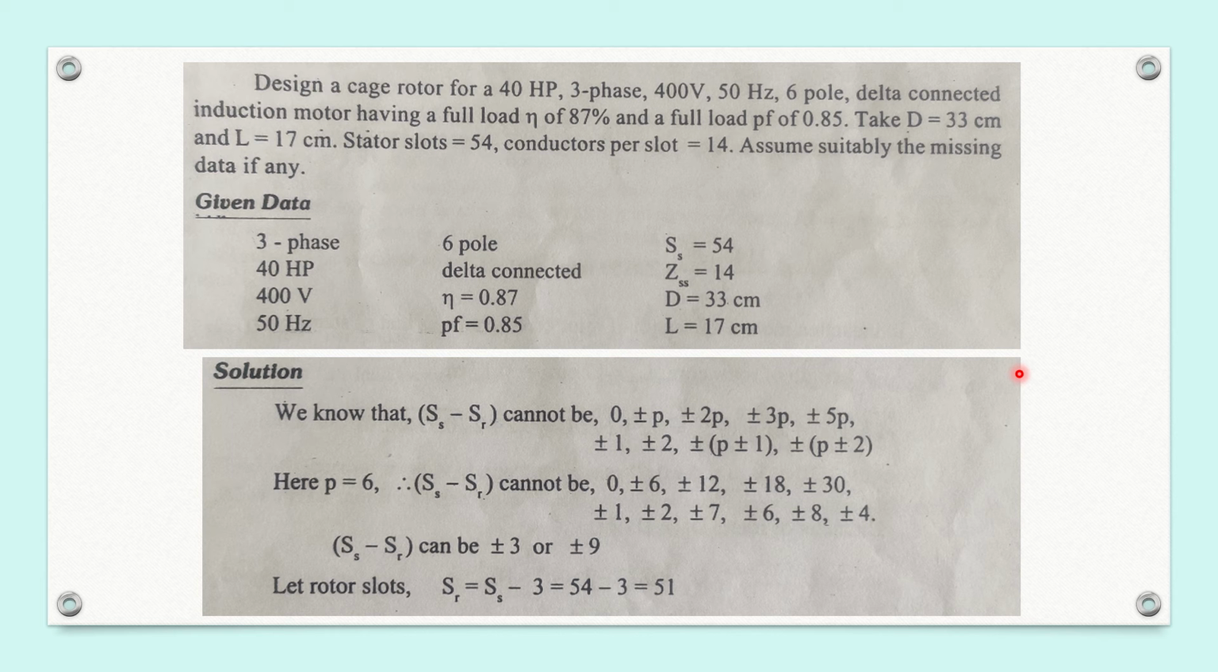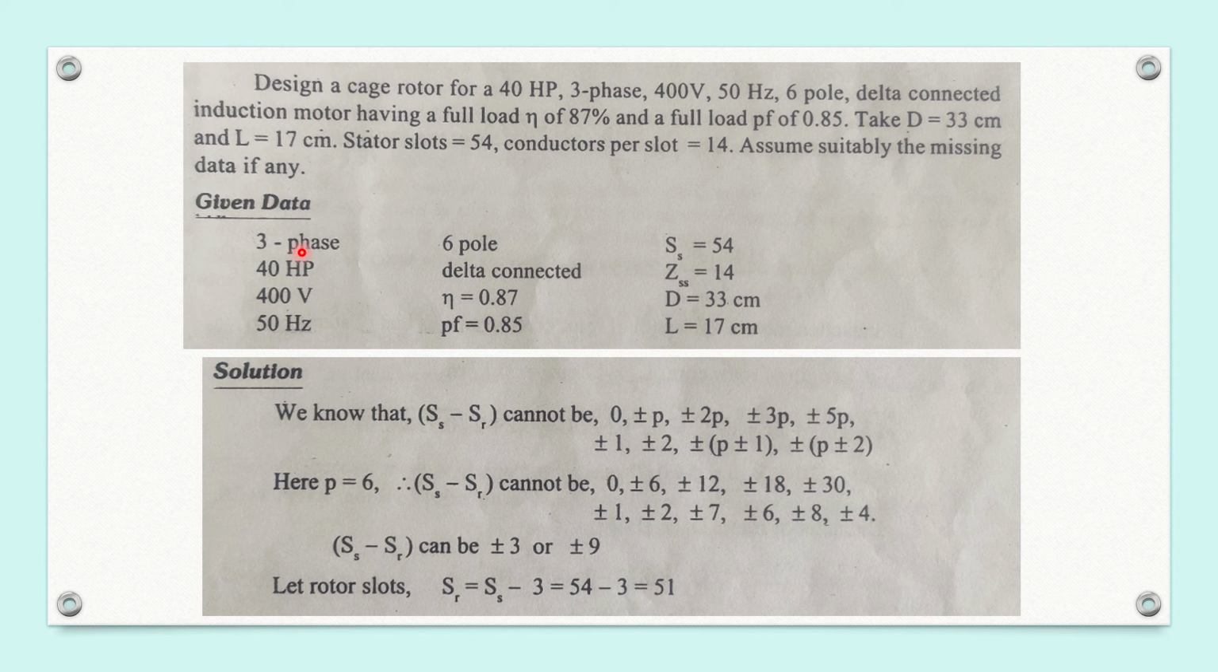Stator slots equal to 54. Conductors per slot is equal to 14. Assume suitably the missing data if any. So the data given in the question are listed out here.